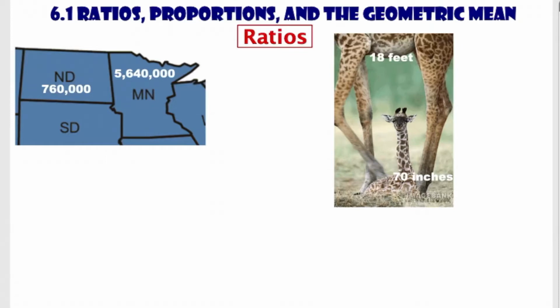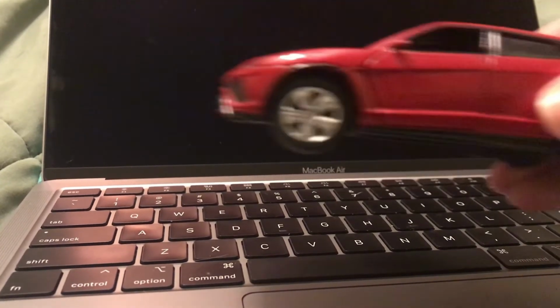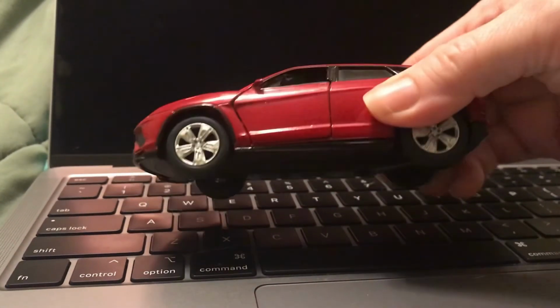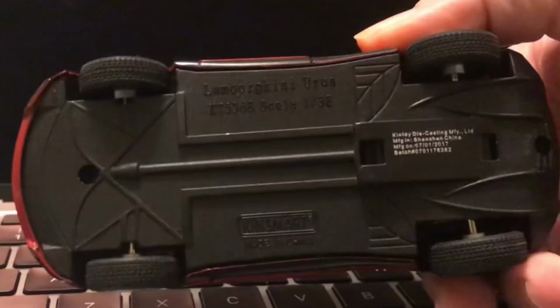All right, so this first section, I want to teach you about ratios, proportions, and something called the geometric mean. We'll start with ratios. This belongs to my son. It's a model of a Lamborghini Urus. On the bottom, it actually has a ratio on it.